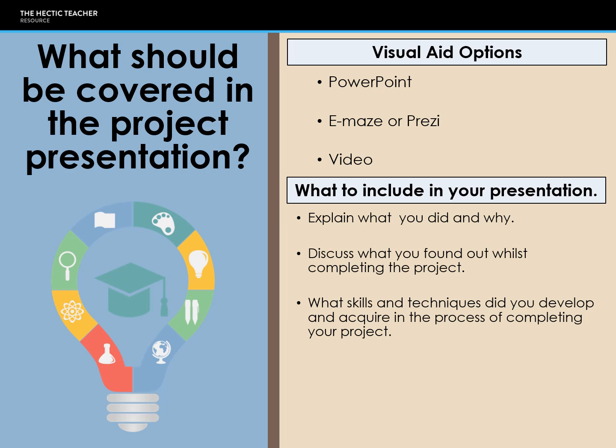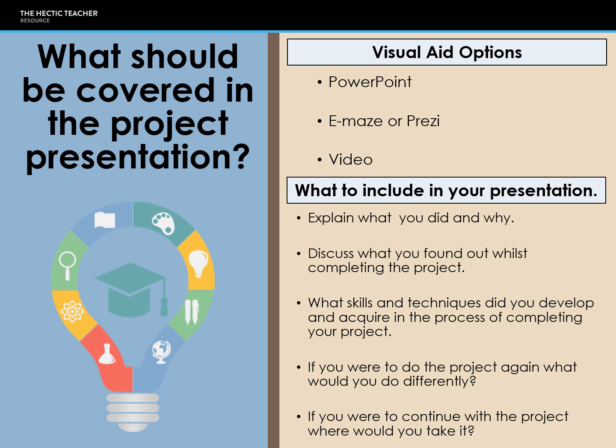The skills area is the area that people forget about, and that's where they then prevent themselves getting into band 4 of marks, because they don't talk about their skill acquisition. And then it's a little bit reflective. If you were to do the project again, what would you do differently? And if you were to continue with the project, where would you take it? So essentially we're looking at here maybe 5, maybe 6 slides, one slide for each bullet point that you can see on the screen there.